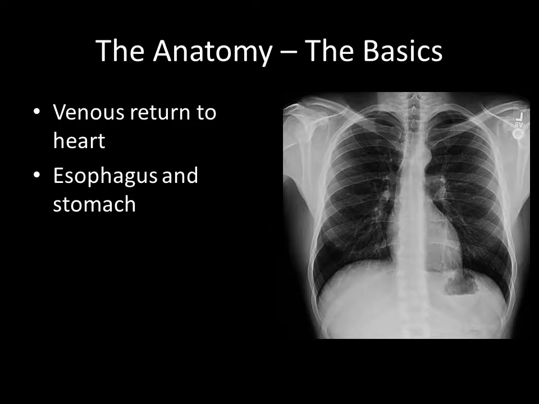We'll quickly review the pertinent anatomy just to understand where the tubes and lines are and where you'll be looking for them on the chest films. For the peripherally inserted catheters, the PICCs, and the centrally inserted catheters, we're talking about venous return to the heart, because these lines will travel in a vein and head back towards the heart. And then for the GI tubes, we'll talk about the esophagus and the stomach, because that's primarily where we're dealing with them.